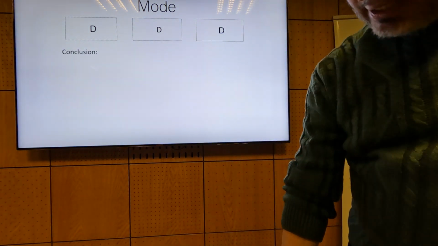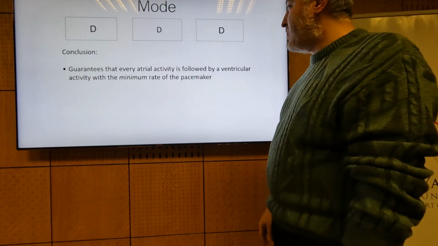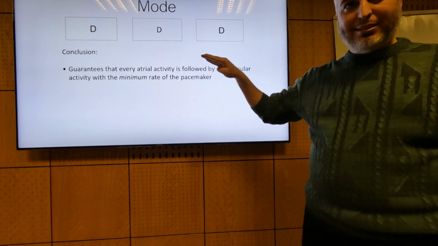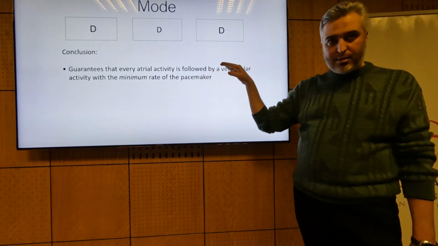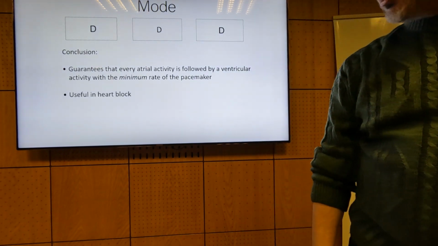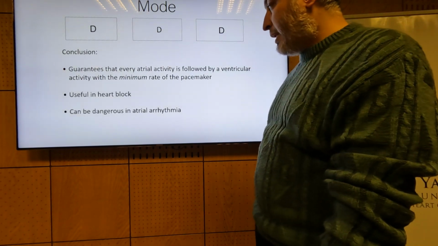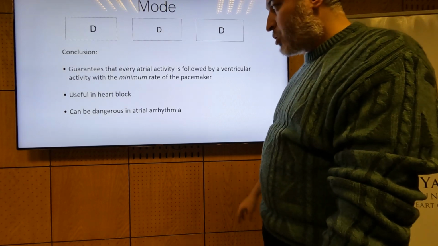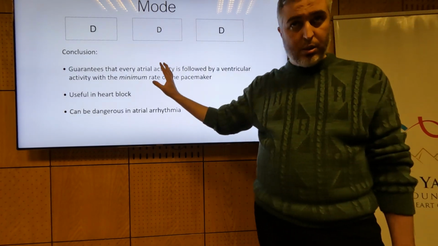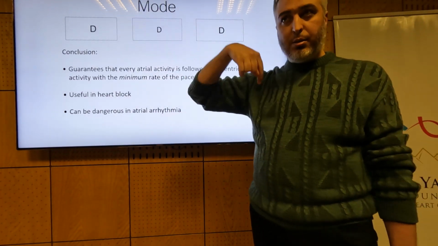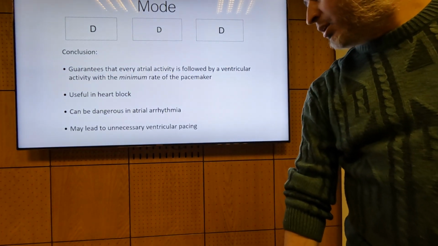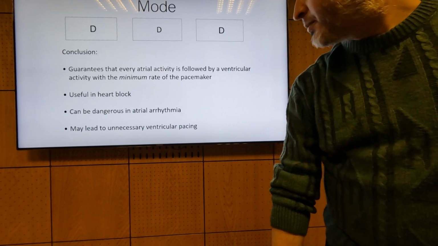So in conclusion, the DDD mode guarantees every atrial activity is followed by ventricular activity, with a minimum rate of the pacemaker. This is not the actual set rate, this is the minimum rate that it guarantees. It is useful in heart block, but can be dangerous in atrial arrhythmia. So what do we do in atrial arrhythmia? DDI. It is a lot safer. It will not trigger ventricular pacing by atrial sensing, but might still lead to unnecessary ventricular pacing.